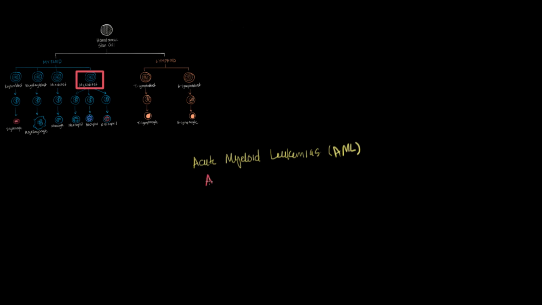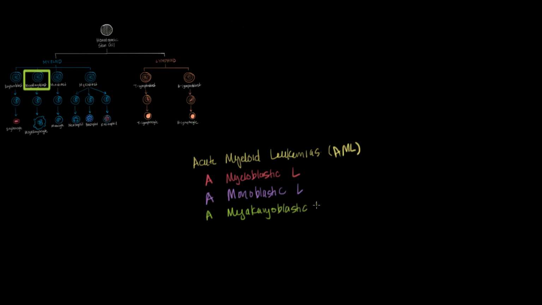And that would be called an acute myeloblastic leukemia. You could also have an AML that develops from a monoblast, and that would give you an acute monoblastic leukemia. And in the same way, you could have an AML developing from a megakaryoblast, and that would give you an acute megakaryoblast leukemia. And you could actually get an acute myeloid leukemia developing from an erythroblast, but that's so extremely rare that you won't really hear people talk about it. It doesn't really happen in the real world, but it's good to know that it's possible theoretically, right?